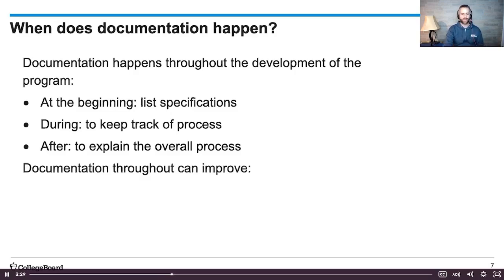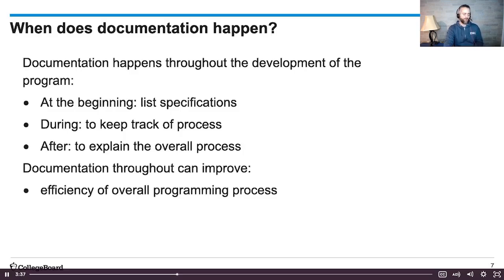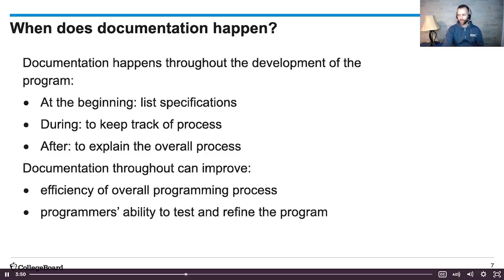All right. Documentation throughout can improve the following. It can improve the efficiency of the programming process. Like I said a little bit ago, if you write down for yourself, like, hey, this is what I was stuck on, when you come back to it the next day, it's going to make you more efficient. It's going to make it quicker. It's going to make things go more smoothly. It's going to improve the programmer's ability to test and refine the program, because if you have good documentation, you're going to remember, oh yeah, this is what I was trying to accomplish here. This is what I need to change. This is what I was struggling with initially, and now it works.